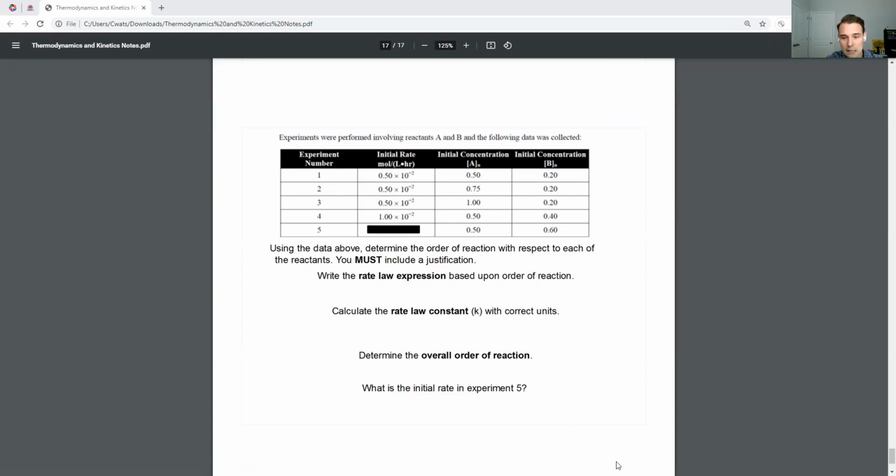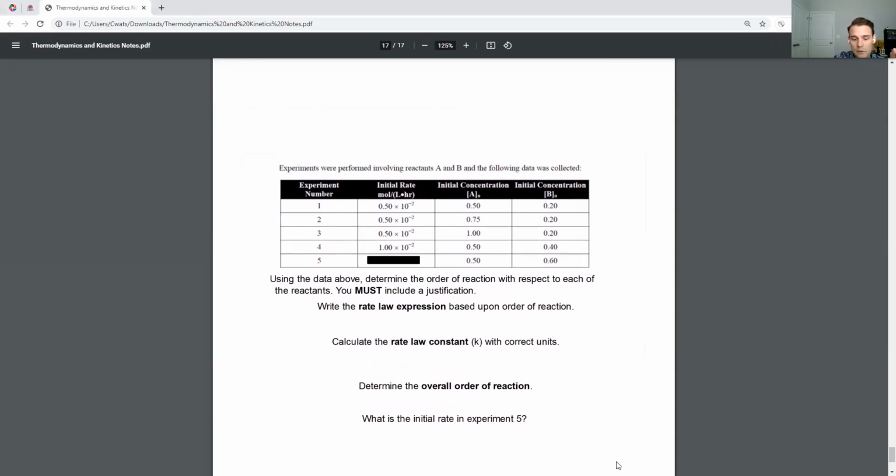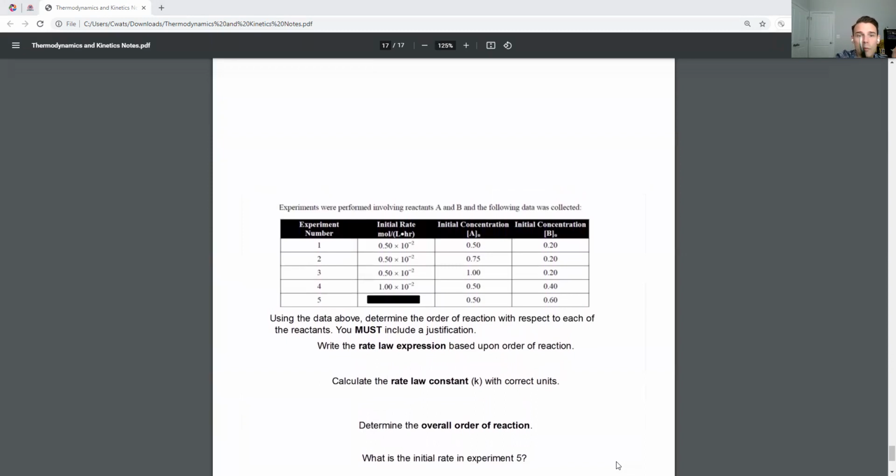We're going to look at this data table full of information of initial rates and initial concentrations, and we're going to determine the order of reaction with respect to each reactant, and we must include a justification. First off, we want to write a rate law. Okay, I can do that. Let me just do this so I have room to write my explanation. So we want to start.